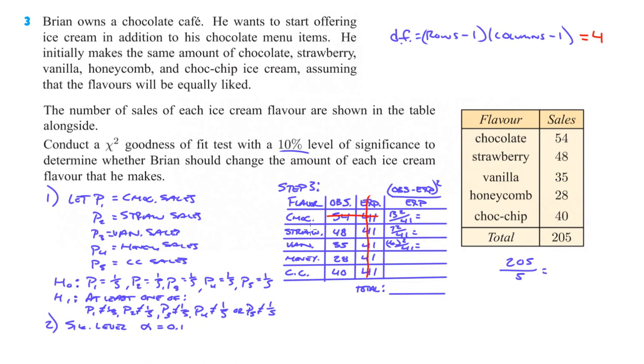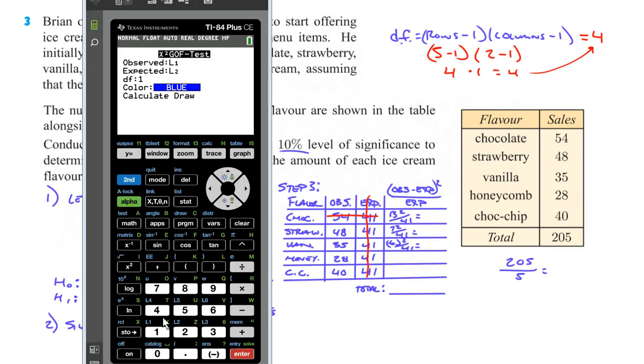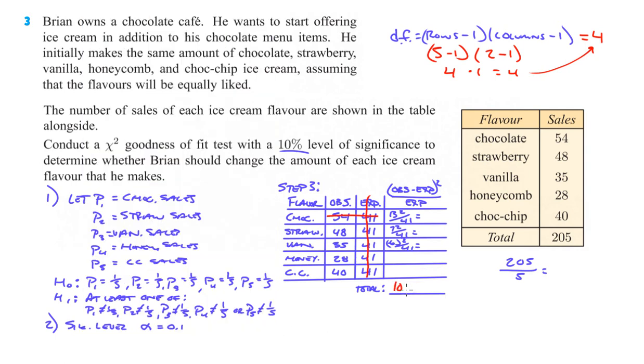And if you look at it, rows, we have 1, 2, 3, 4, 5. So that's going to be 5 minus 1. Number of columns is 2. 2 minus 1. 5 minus 1 is 4. 2 minus 1 is 1, which gives us 4, which is exactly what we just did. Okay? So on our graphing calculator here, we put degrees of freedom. We put 4, enter, and go down to calculate. We hit the calculate button, and it's going to give us our chi-squared total, which is 10.